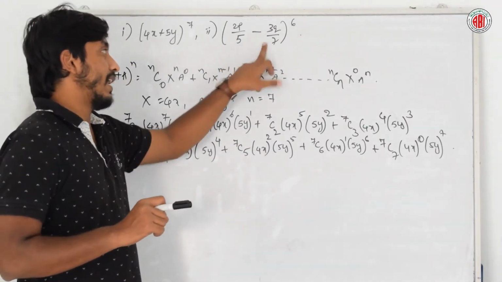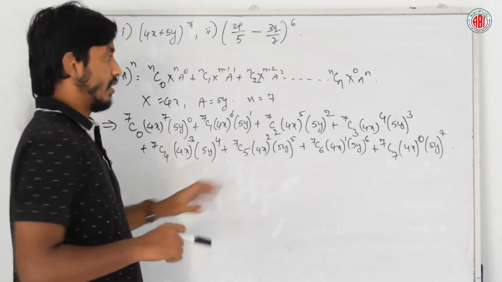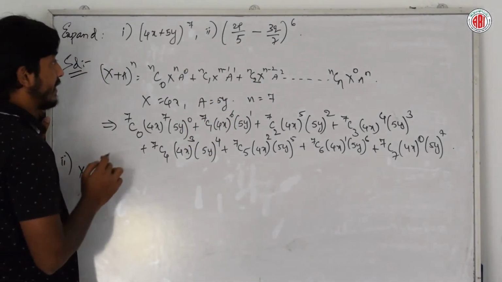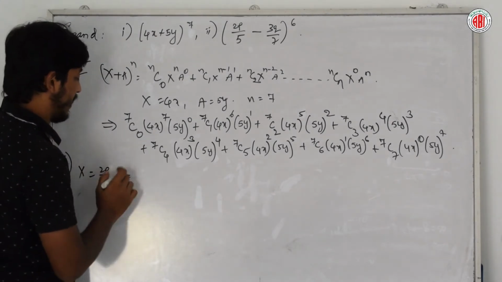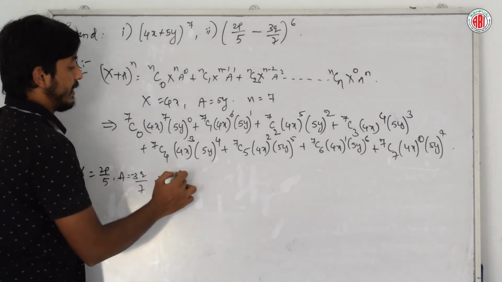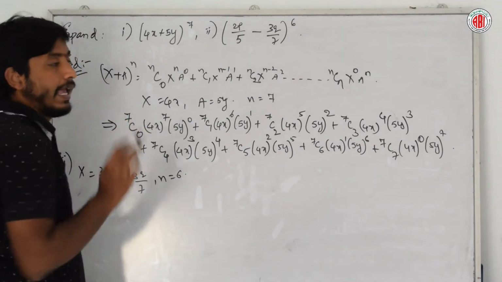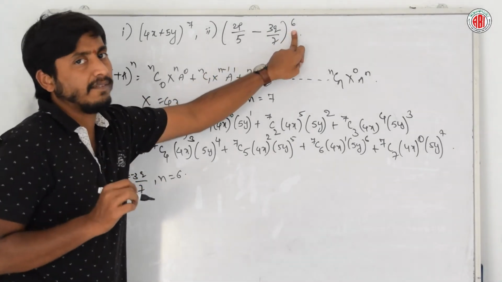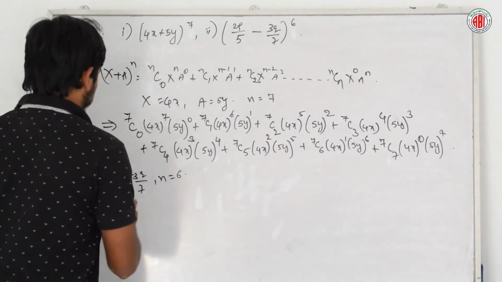We can just do the same thing for the second question also. If you want to simplify this, you can. Now see here. For this second one, what is x? 2p by 5. What is a here? Minus 3q by 7, and n is 6. So let us just substitute for x, a and n. Then since the power n is 6, how many terms do we have? We will have 7 terms in it. So now let us write it.